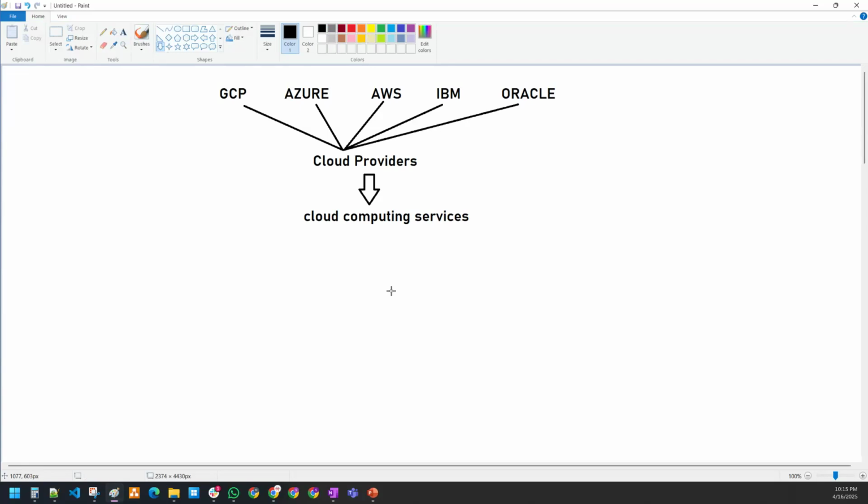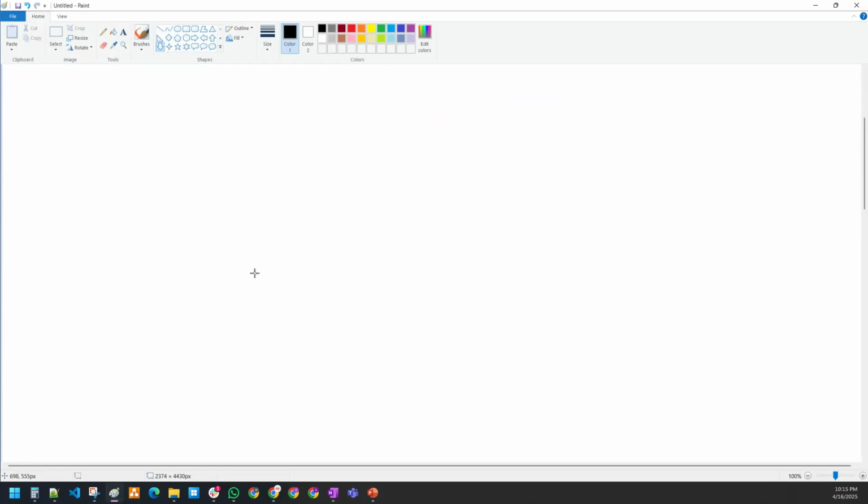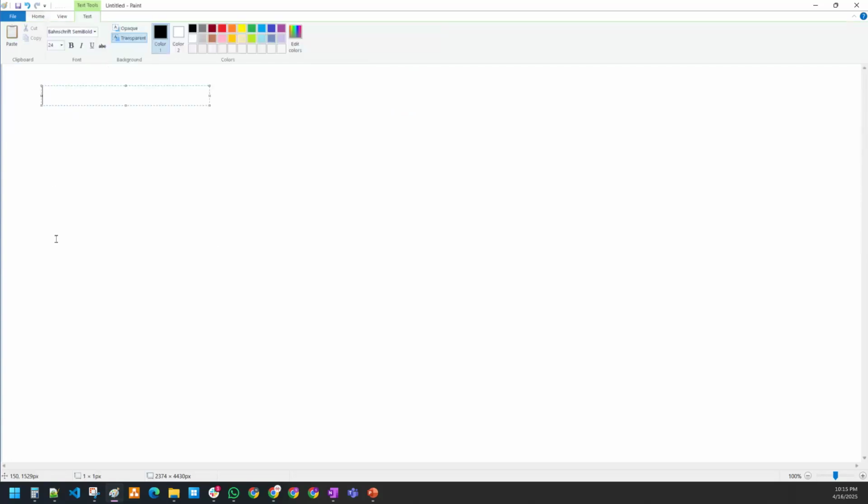Correct. So, take a simple example. For example, sir, I have to store some data. Assume that my client has given me some 100 terabytes of data. I am working for some client and they have given me 100 terabytes of data. They're asking me to store the data. Tell me, guys, if you do not have a cloud platform, how do you store it?